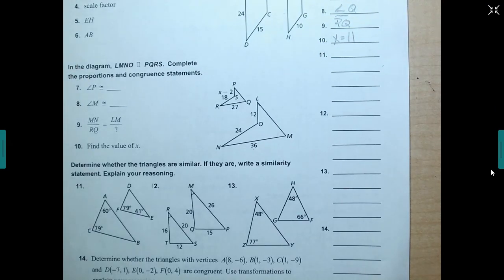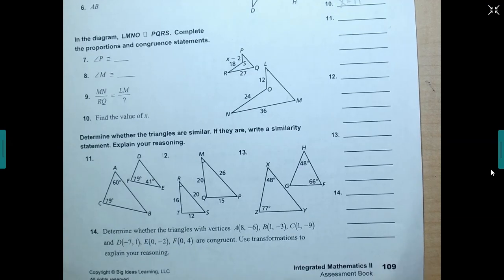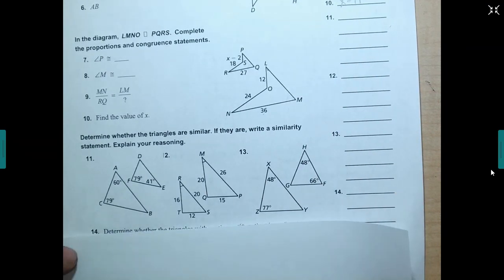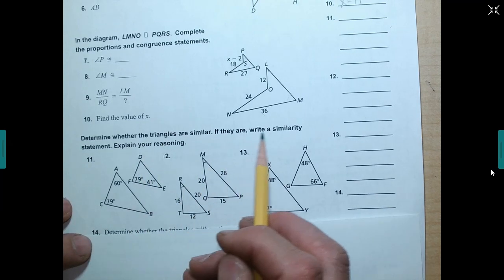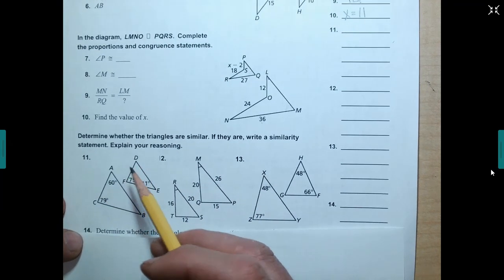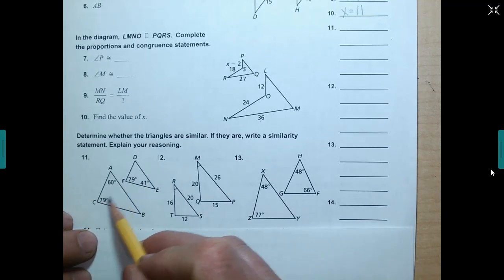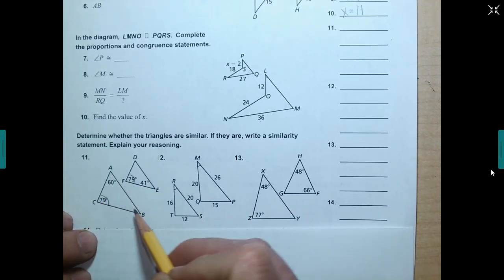Now for these ones, gosh, it's too bad the problems are way down here and the answers are way up there. Determine whether triangles are similar, write a similarity statement. So I just want you to know how we know they're similar. So we got 60, 79, so this is equal to this.